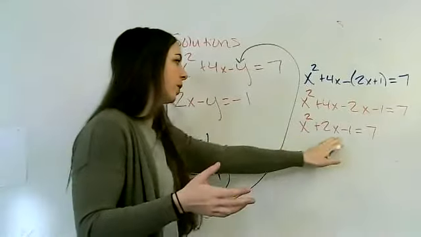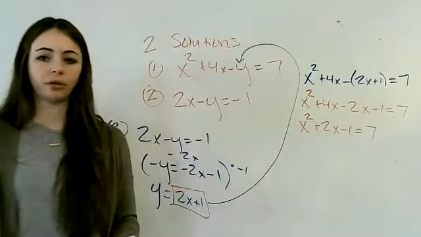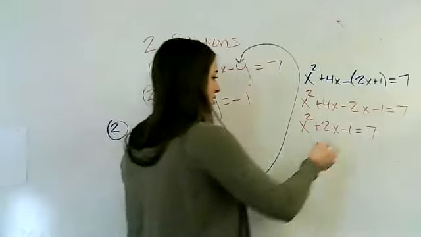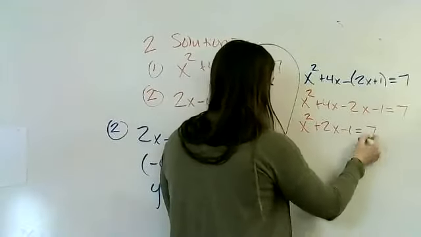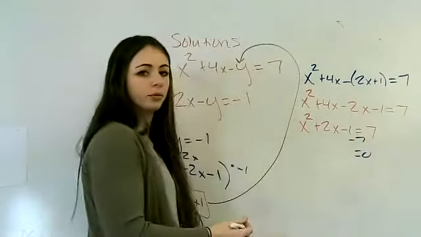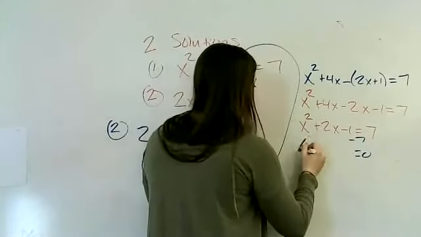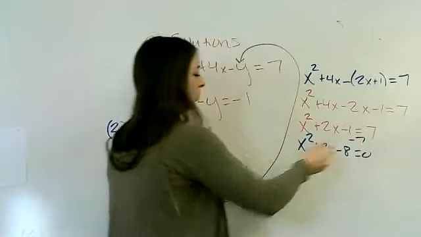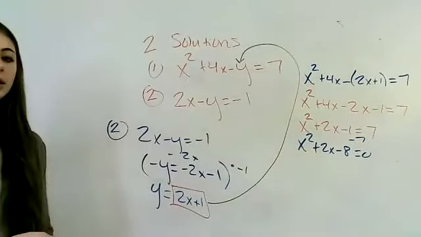Okay, so because I have an x squared and an x, I know that I can't solve for it like I normally would. So I have to factor, meaning it has to be set equal to 0. In order to do that, we're going to subtract 7 from both sides, giving me x squared plus 2x minus 8, negative 1 minus 7 is negative 8, equals 0.